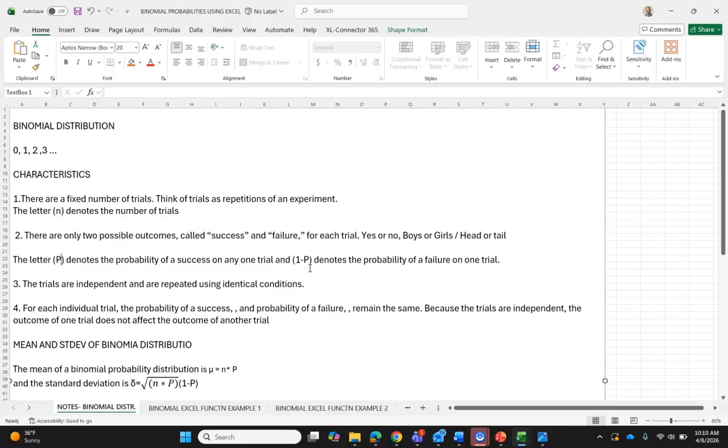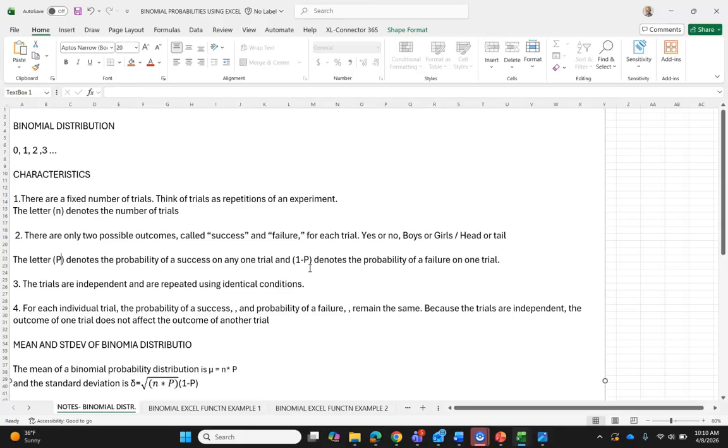Now, the fourth characteristic says that for each individual trial, the probability of success and probability of failure remain the same. For instance, let's say the probability of success is 0.4. So the probability of failure should be 0.6. When you add, you get 1. And therefore, for the whole experiment, probabilities should remain the same.